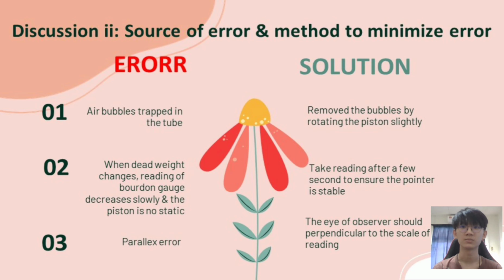For discussion 2, we'll talk about sources of error and methods to minimize error. The first error is air bubbles trapped in the tube, which affect the reading. The solution is to remove the bubbles by rotating the piston slightly. The second error is that when the dead weight changes, the reading of the Bourdon gauge decreases slowly and the piston is not static. The solution is to take a reading after a few seconds to ensure the pointer is stable. The third error is parallax error. The solution is that the eye of the observer should be perpendicular to the scale of the reading.